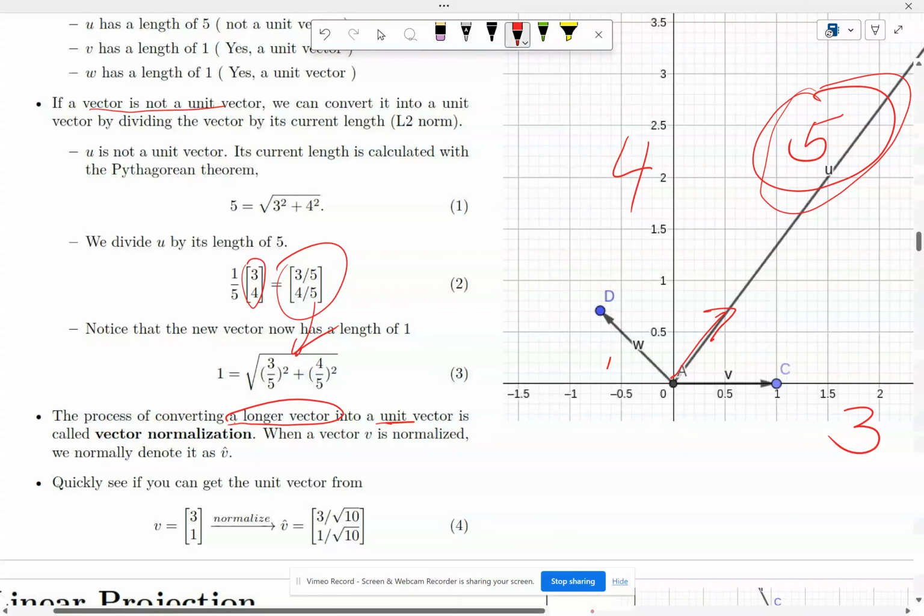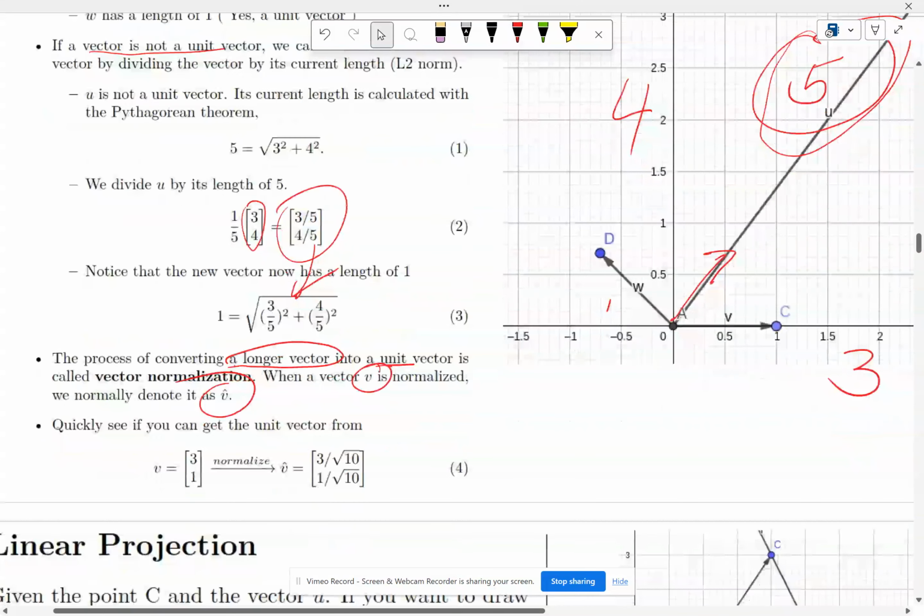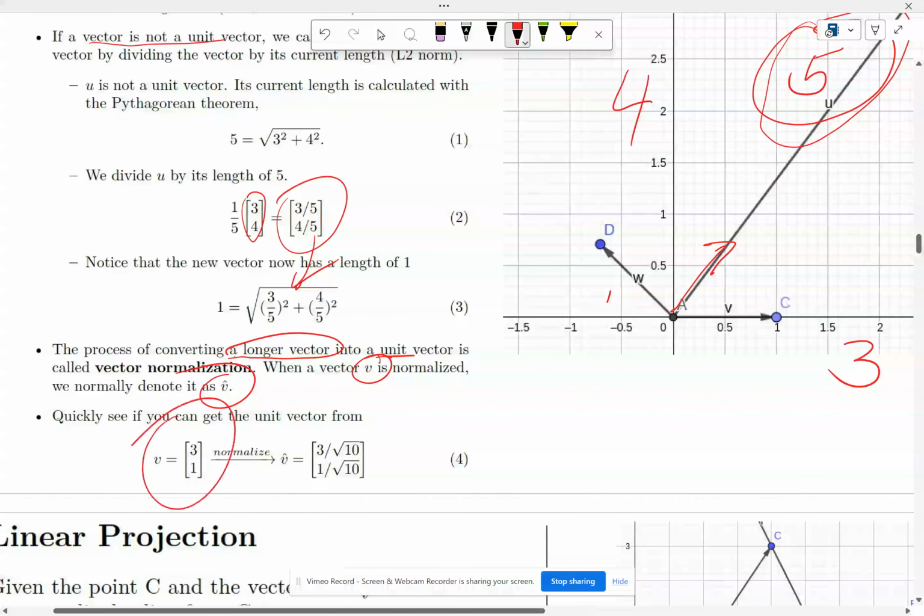When a vector v is normalized, we like to denote it with a v hat. Okay, so v hat. Now, quickly, let's pause the video and see if you can normalize this. If you normalize it, you should get a vector like this. Okay, pause the video, make sure this makes sense to you.